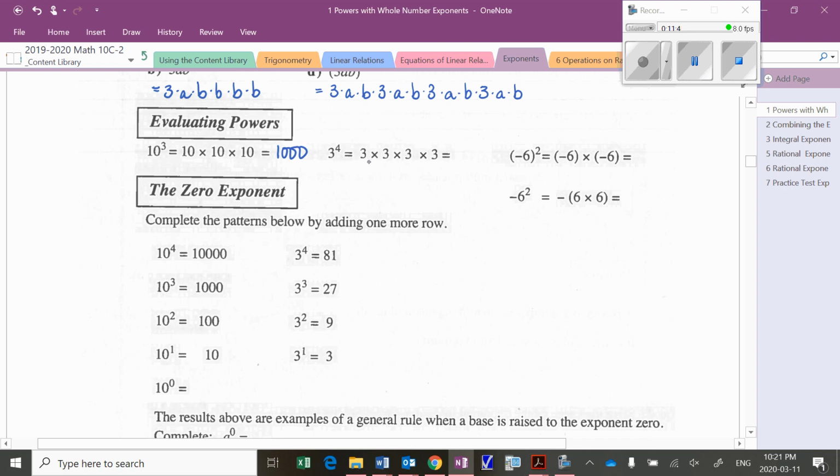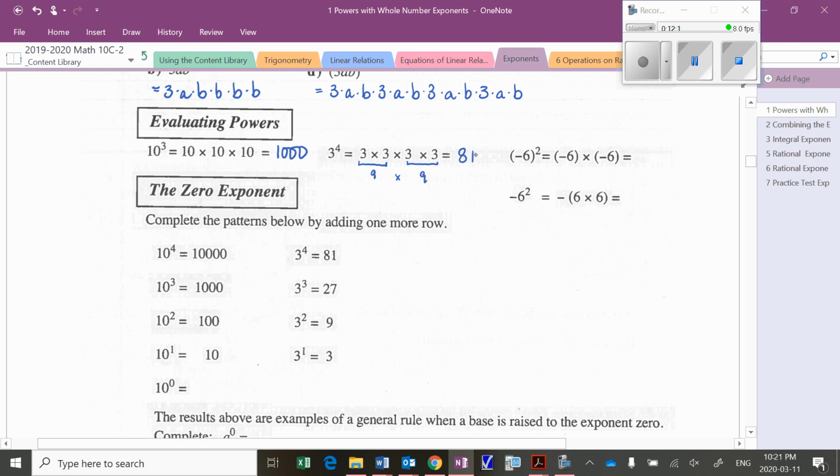3 to the 4th, again, 3 times 3 times 3 times 3. We can work left to right. Another way that works nicely as well that I often suggest is pairing off those 3's, because if we were to go left to right, we've got 3 times 3 is 9 times 3 is 27, and a lot of people get stuck on that 27 times 3. But if I was to pair them off, we've just simply got 9 times 9, and most people are pretty quick to see that 9 times 9 is 81.